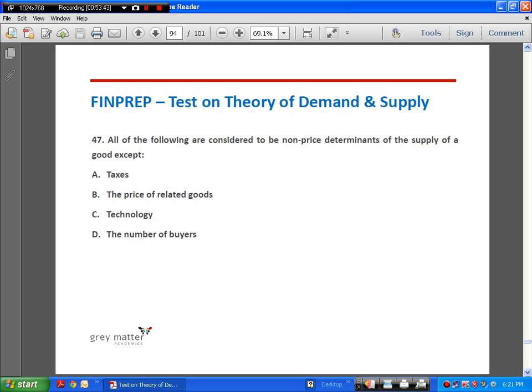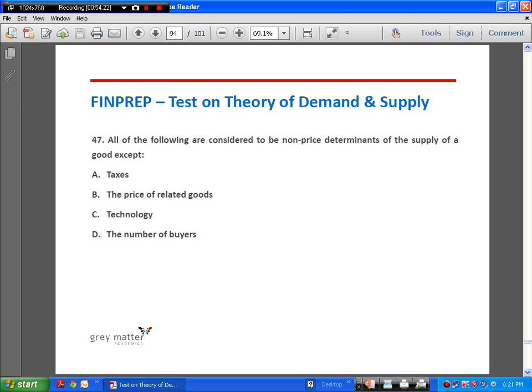47th question. All of the following are considered to be non-price determinants of the supply of a good except taxes, price of related goods, technology, number of buyers. So here we have to identify which are the options that are related to supply and which are not related to supply. So taxes definitely will affect supply, because greater the tax, lesser would be the supply, because tax will increase the cost of production for the producers.